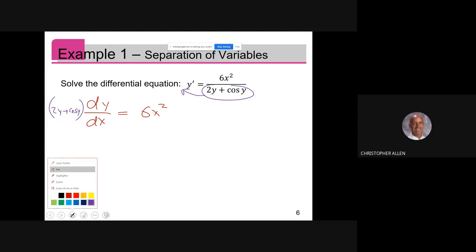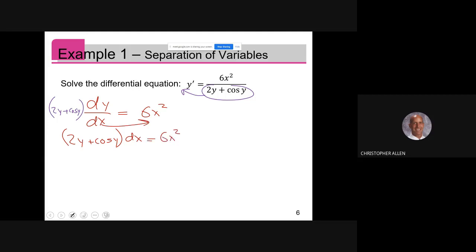So then in our next step, we're going to have the following. We're going to have 2y plus the cosine of y dy. This is in parentheses. And then, like she said, we're just going to multiply that dx over to the other side. So I'll go ahead and do that in a different color as well. Let's just stick with purple. This is the most important step.